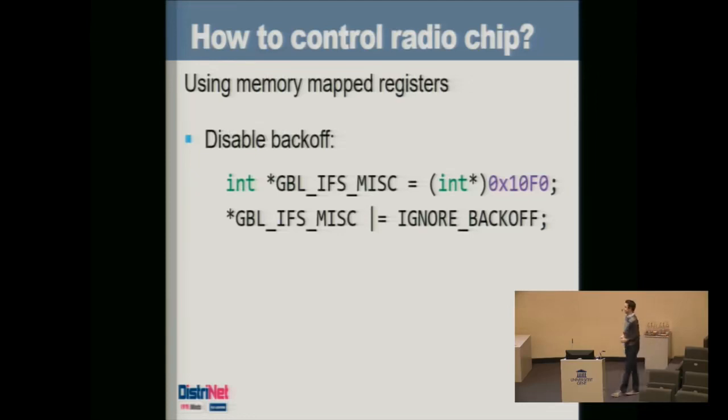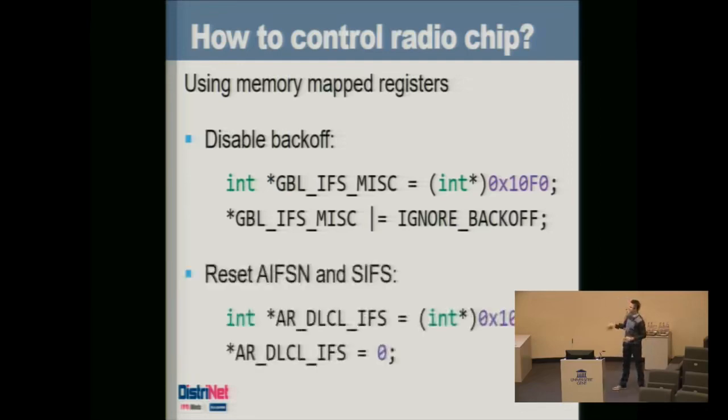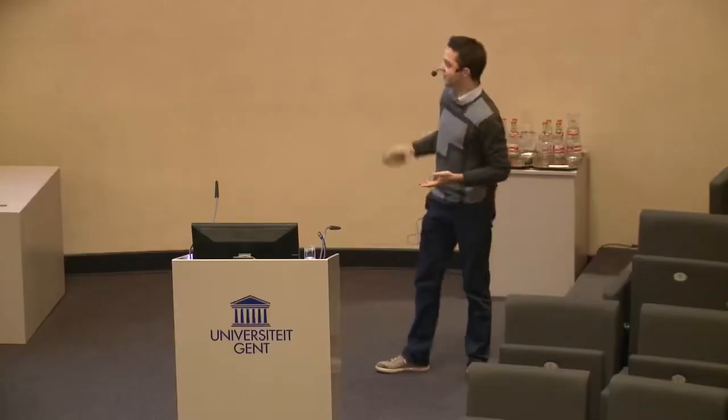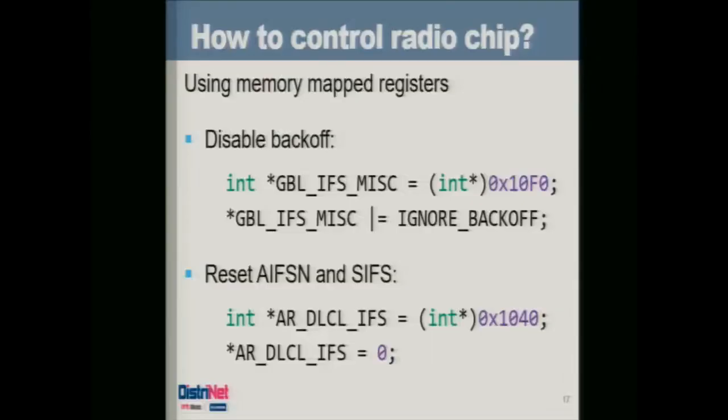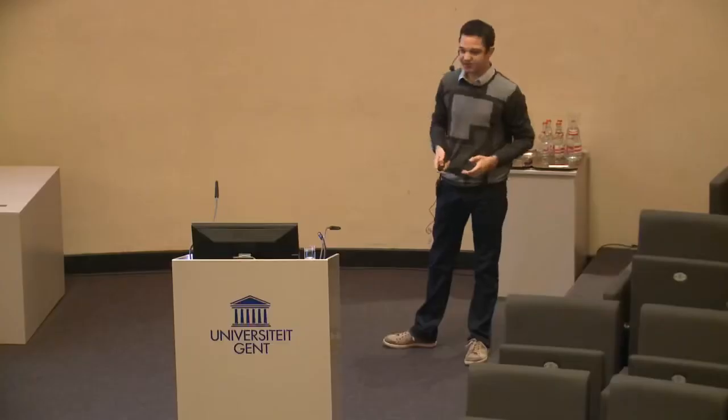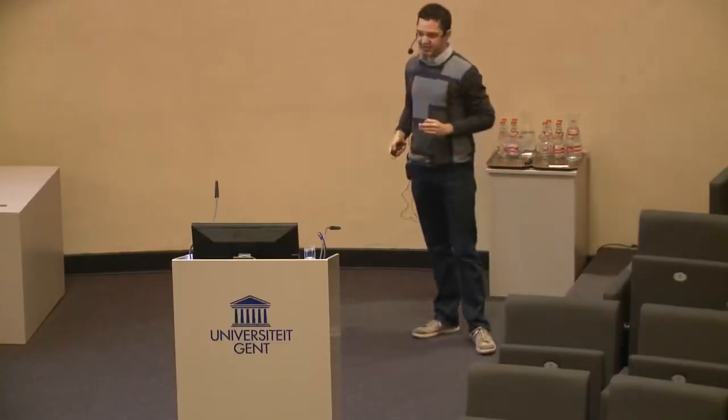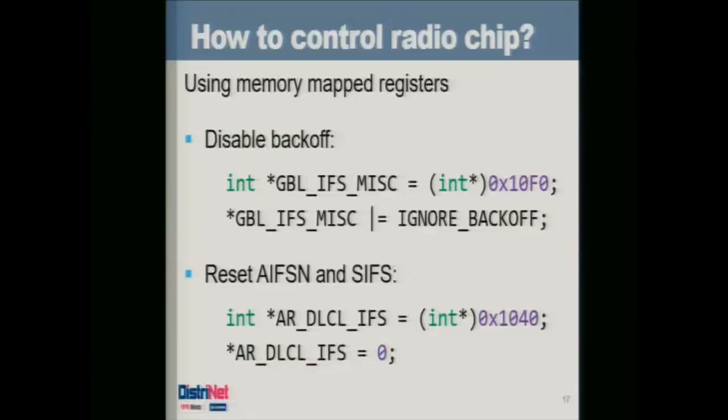Backoff has been disabled. Similarly, for these other timeout intervals, there's also a register responsible for configuring these intervals. You again can write the correct value to this register, and you are done configuring the radio. So in my opinion, this was a bit simpler than expected. The only difficult part is really finding out where these registers are located. And the second thing you also have to be careful about is to realize where this code is being executed.